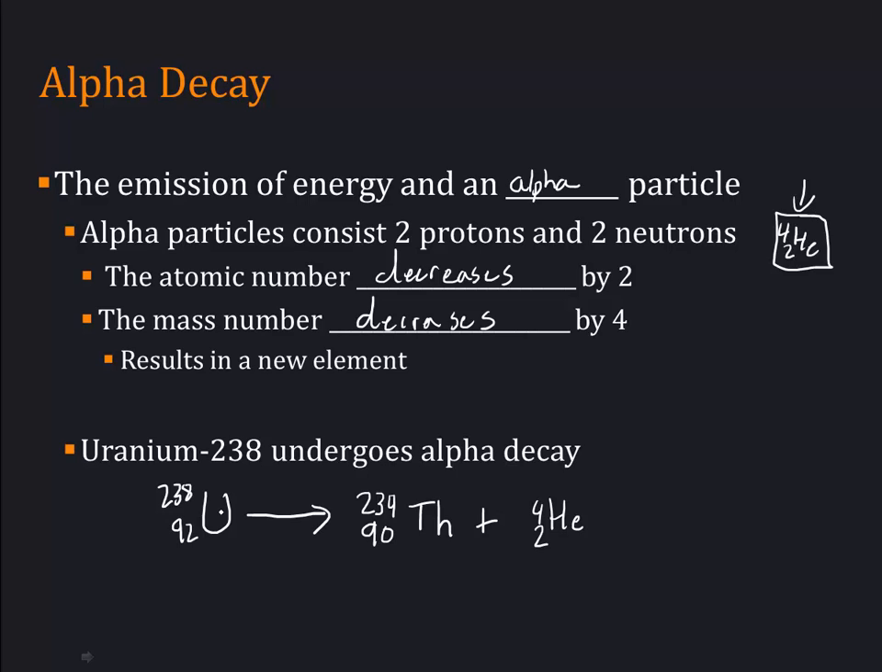234 plus 4 is 238, and 90 plus 2 is 92. So the total number of particles here hasn't changed, but we do have 2 different elements that we did not start with. Okay, so we can start with one element and end with another element, and this only occurs in nuclear changes. It doesn't occur in chemical changes. In chemical changes, the elements stay the same.